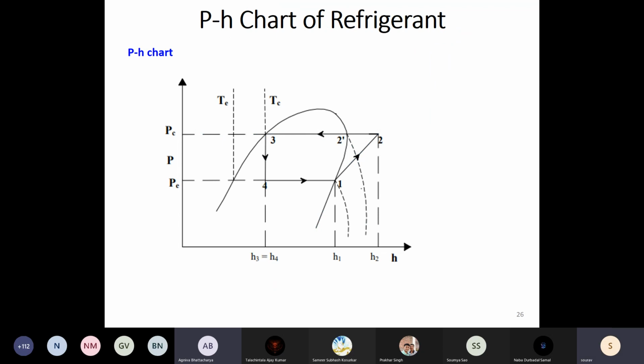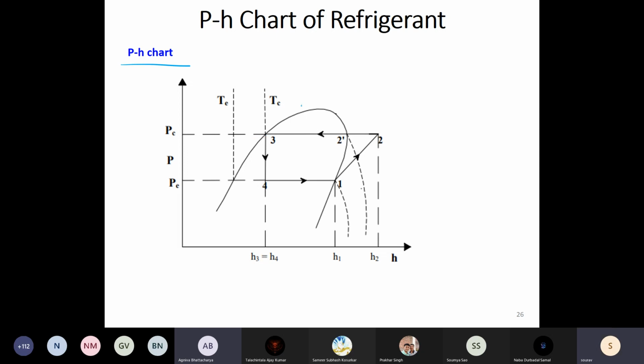So now the refrigeration industry is not obsessed with the TS diagram. The refrigeration industry is very much obsessed with the pH chart. Now, why pH chart? So this is the pH chart of a typical working fluid.